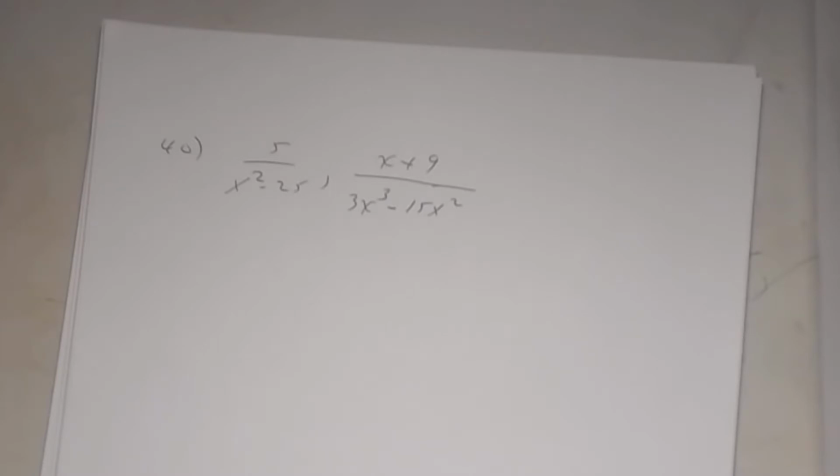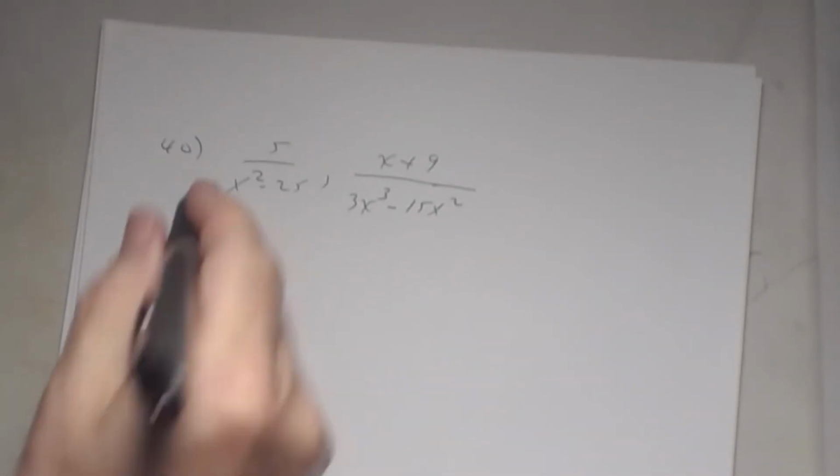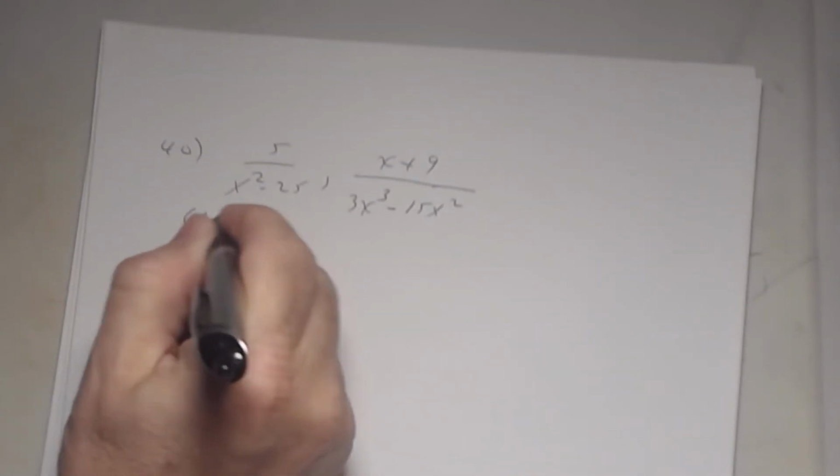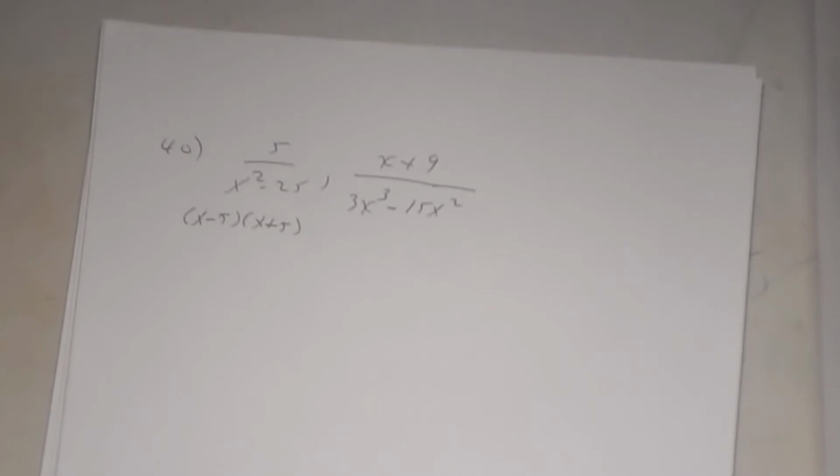All right. How do you factor that first denominator? X plus 5, X minus 5. The difference of two squares. All right, so that's the first one: X plus 5, x minus 5. How do you factor that second denominator?